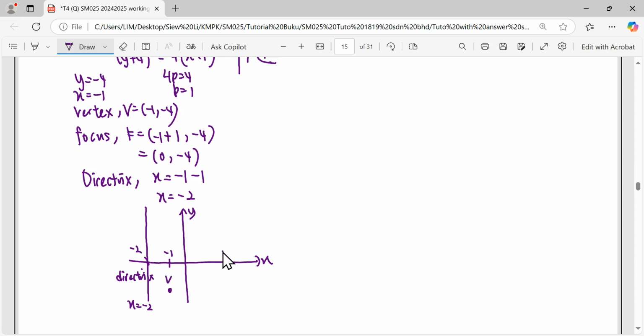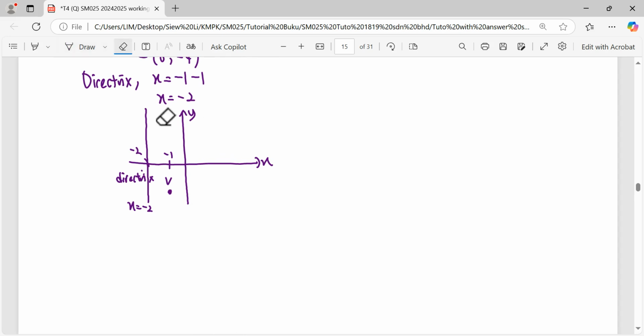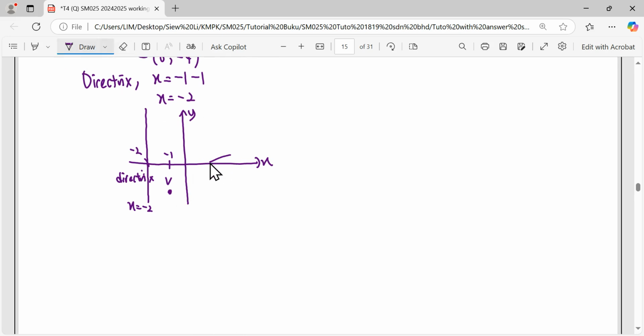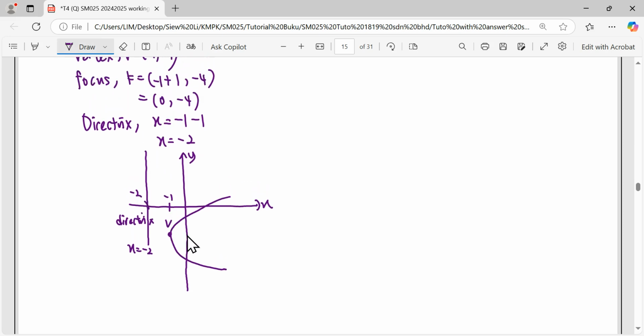So our parabola opens to the right. So make our y-axis longer. The focal point is 0, negative 4. So here is our focal point, which is 0, negative 4. Label. The origin is 0. So the vertex is also labelled. This is the coordinate negative 1, negative 4. So that's all for this question. Thank you for watching.